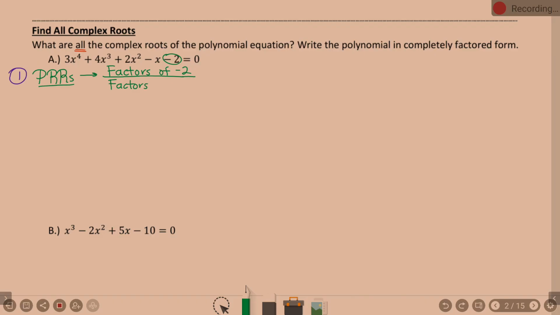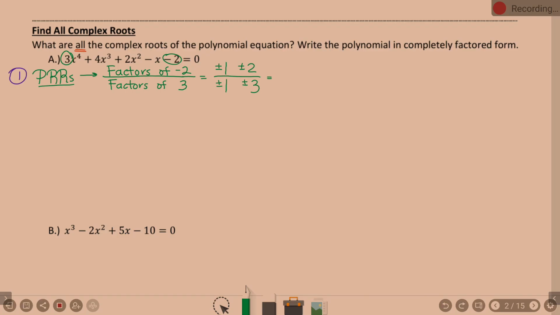Because 3 is my leading coefficient. Okay, well here's the nice part. They didn't make us find a bazillion of them. What are factors of 2? 1 and 2. So I'm going to say plus or minus 1, plus or minus 2. Denominator. What are factors of 3? 1 and 3. So plus or minus 1, plus or minus 3.